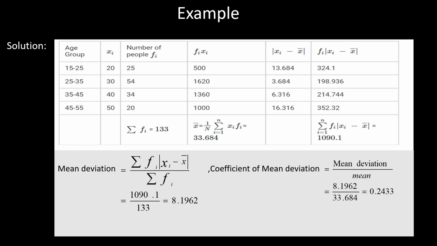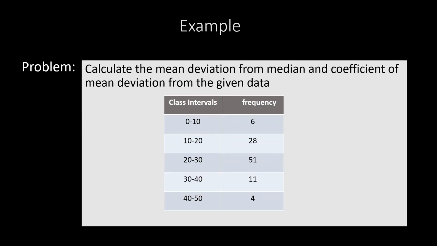To find the coefficient of mean deviation, we find the ratio of the mean deviation about the mean to the mean value. Here it is 8.1962 divided by 33.684, which gives 0.2433. I hope you understood.